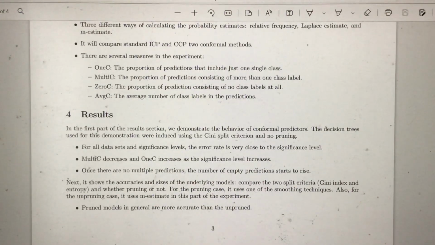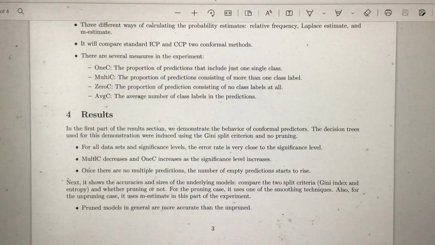Okay, so the next part is the results. The experiment results have 5 parts. The first part of the results demonstrates the behavior of conformal predictors. Here, the decision trees used for this demonstration were induced using a Gini split criterion and no pruning.